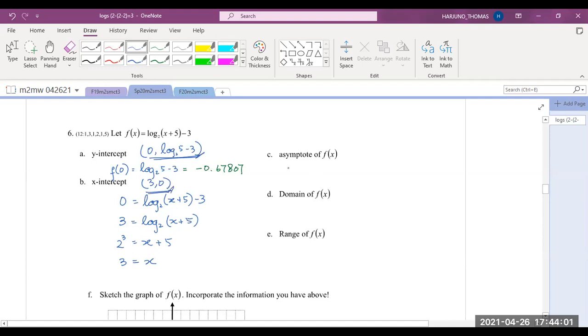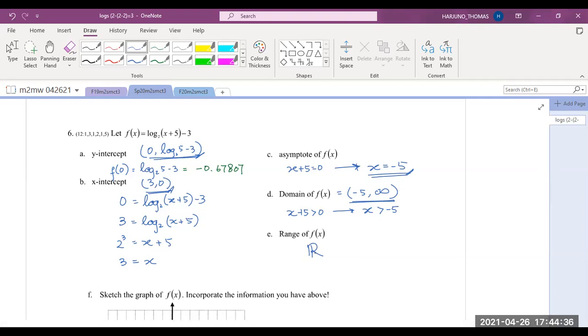The asymptote: x plus 5 equals 0, so the asymptote is x equals negative 5. How about the domain? The argument has to be strictly positive, so x is greater than negative 5. So the domain will be from negative 5 to infinity, not including negative 5. How about the range? The range of a logarithmic function is all real numbers, because the domain covers all positive numbers.